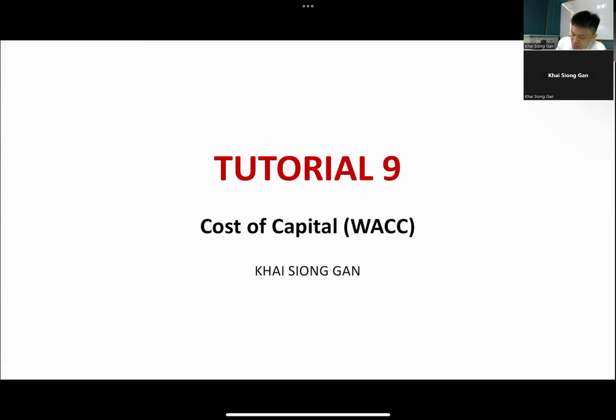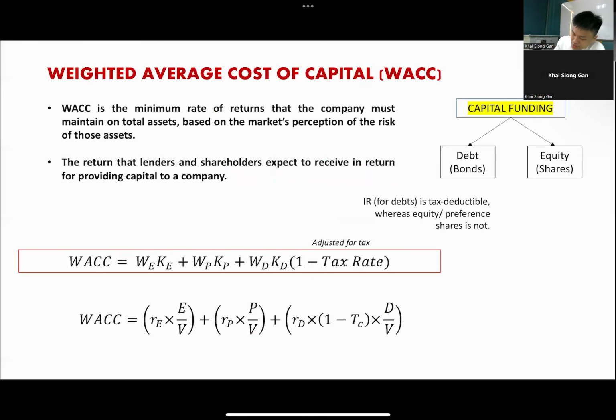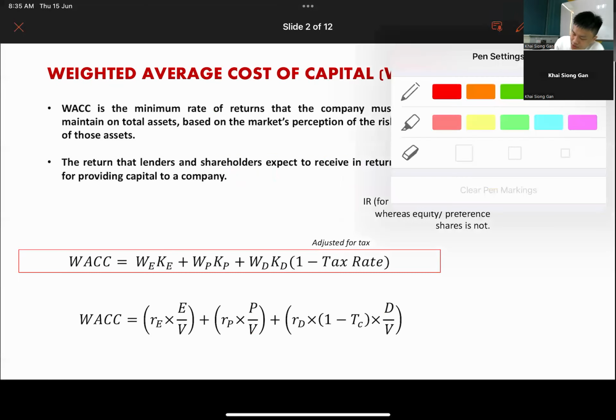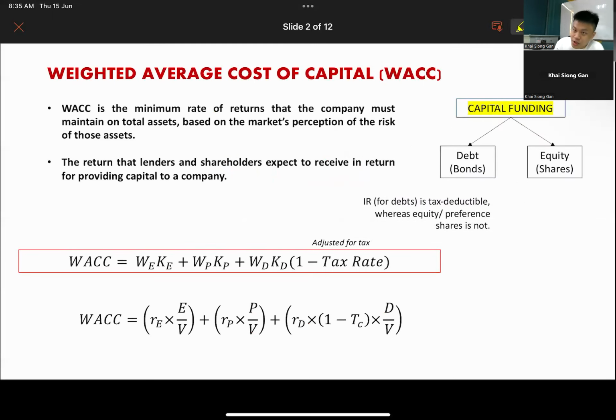Okay, let's begin. Today we talk about cost of capital. What we are going to do for today's class will be to learn about WACC. Now, what is the WACC? WACC's full name is Weighted Average Cost of Capital. That means the cost of capital that the firms use to run the business.